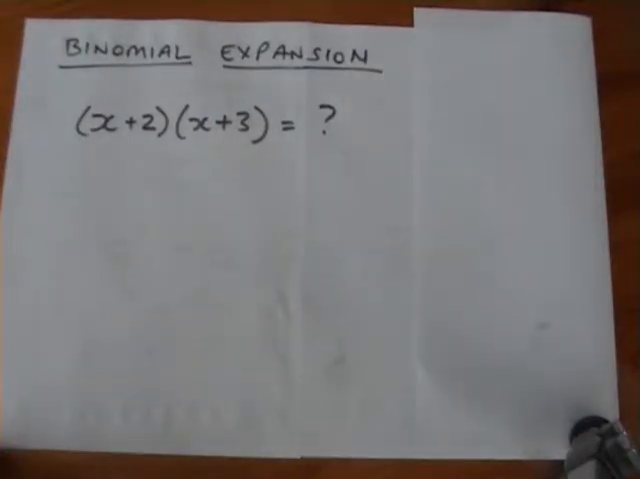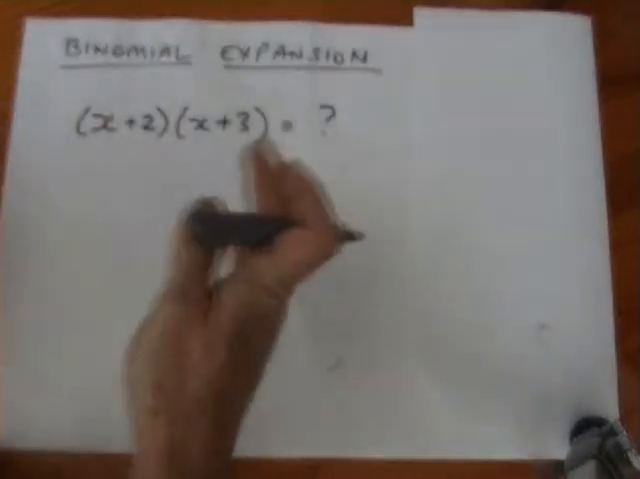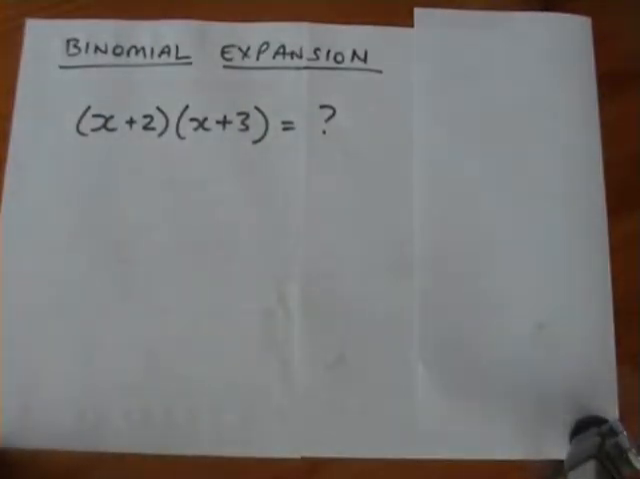Okay, I'm going to show you how to do what is called a binomial expansion. Now it's called binomial because there are two brackets, and it's called expansion because I'm going to open these brackets up and make them disappear and just have the terms left on their own.